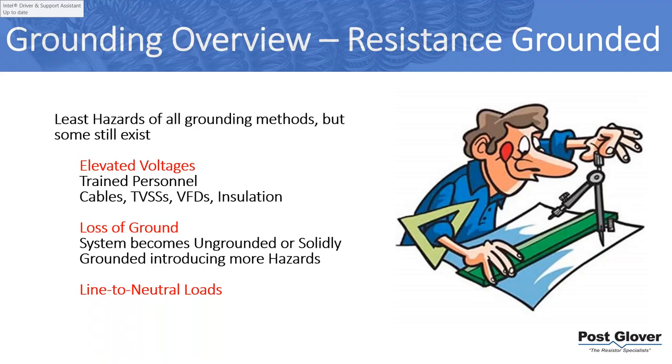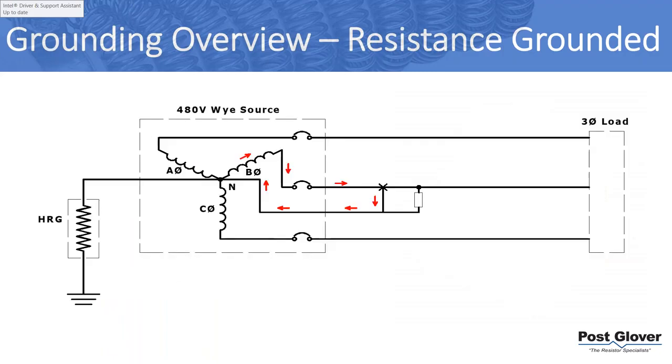You're basically going to have the loss of ground. You're going to know about the loss of ground because you have the alarm system, so you want to have some kind of indication there. Line-to-neutral loads essentially is the most important one, in my opinion. So you basically create a situation where your line-to-neutral load has bypassed, essentially created a bypass to the resistor.